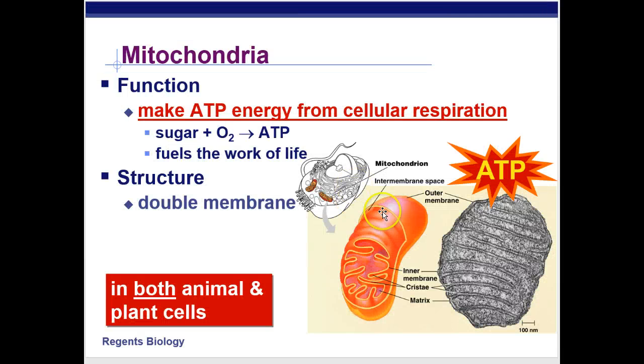Going back a slide here, besides animal and plant cells, they're also in other cells as well. All cells need ATP in order to function. Sometimes we forget about that when we think of plant cells being able to do photosynthesis and make their own food. But that's just making this part of the equation here, the sugar. All living things need ATP. So they have to take their nutrients, their sugar, combine it with oxygen, and make their energy currency.